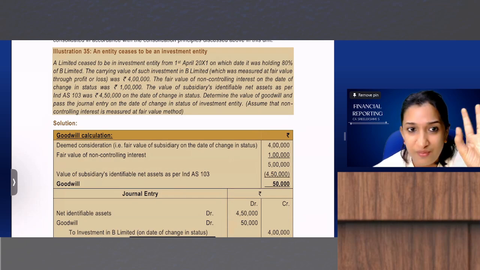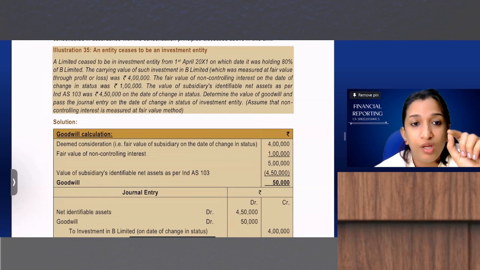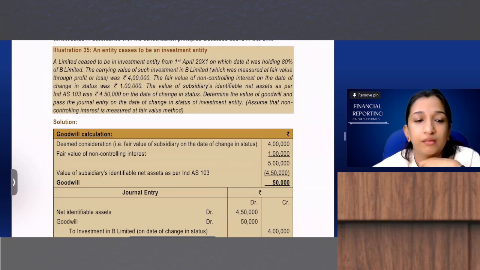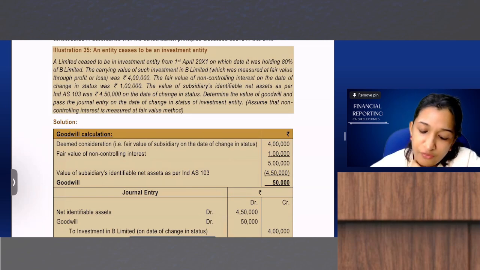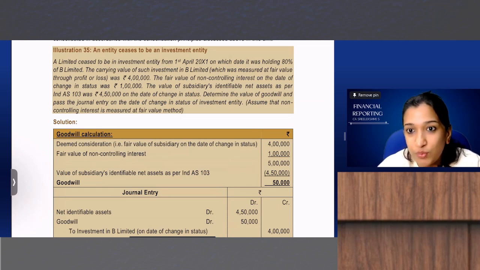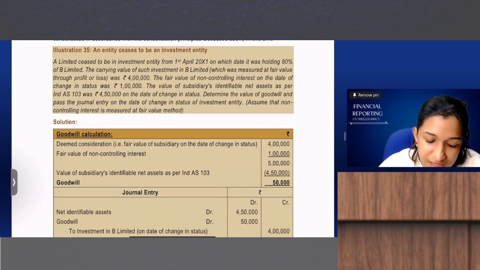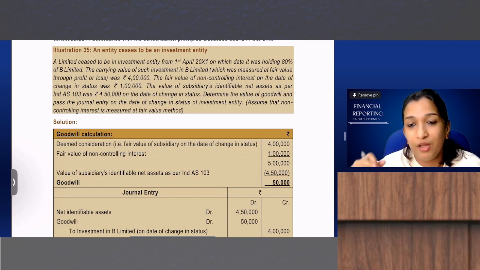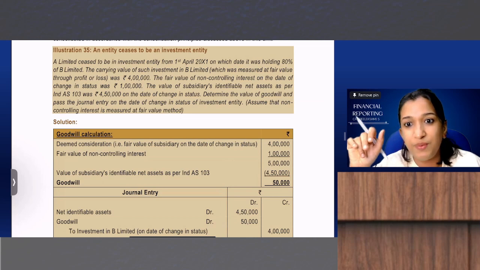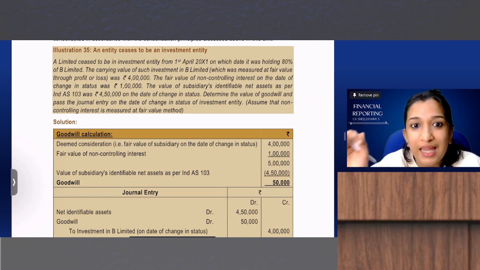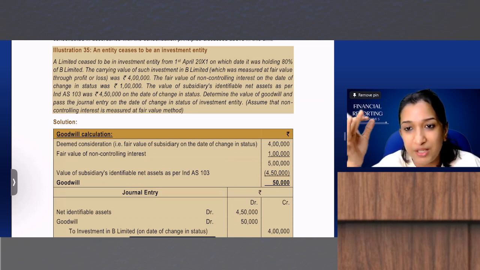A Limited ceased to be an investment entity from 1st April. Changing status on 1st April, on which date it was holding 80% of B. The carrying value of investment, which was measured as FVTPL, originally it was FVTPL, 4 lakhs. The fair value of NCI on the date of status is 1 lakh. The value of subsidiary's net identifiable assets is 4 lakh 50, which means 103 is applying. So 103 says 80% investment means find out PC, find out net identifiable assets, find out NCI and account goodwill or bargain purchase gain.